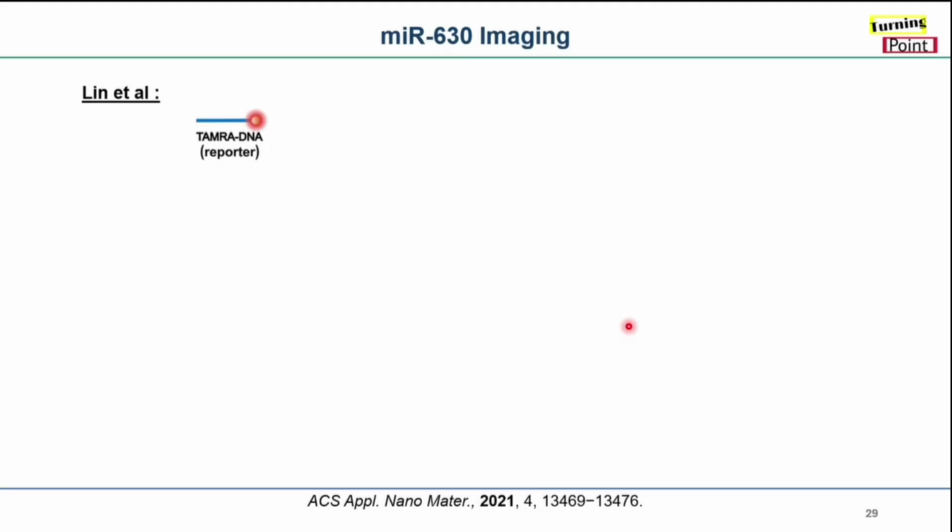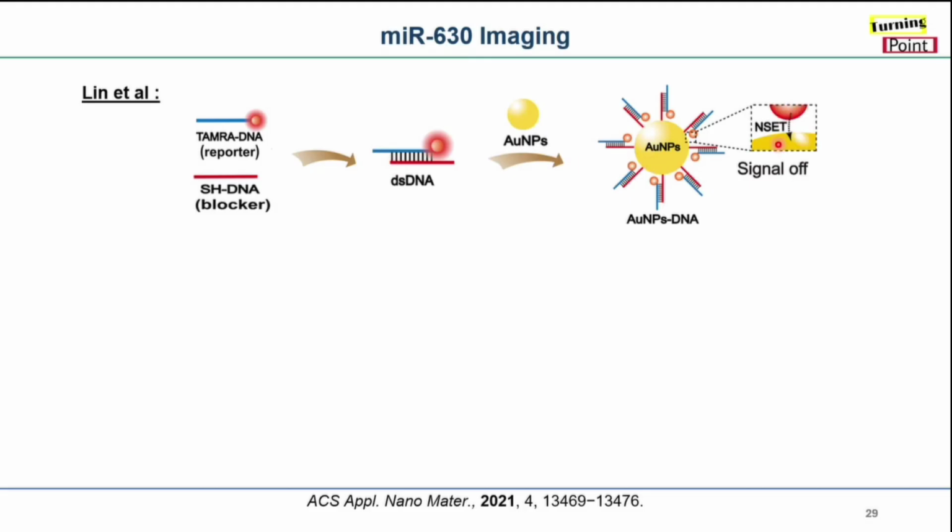In this design, they used two DNA strands. One is a TAMRA-labeled DNA, and the other is a thiol blocker DNA. Initially, these two are single stranded. After hybridization, they got double-stranded DNA. We can see the fluorescence turn on, and they added gold nanoparticles. As a consequence, we can see nanosurface energy transfer from the dye to the nanoparticle, so now it is in a completely turned-off state.